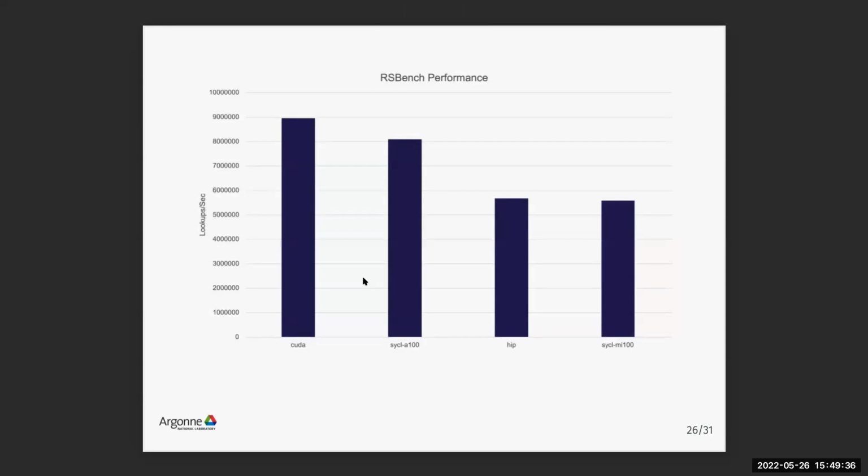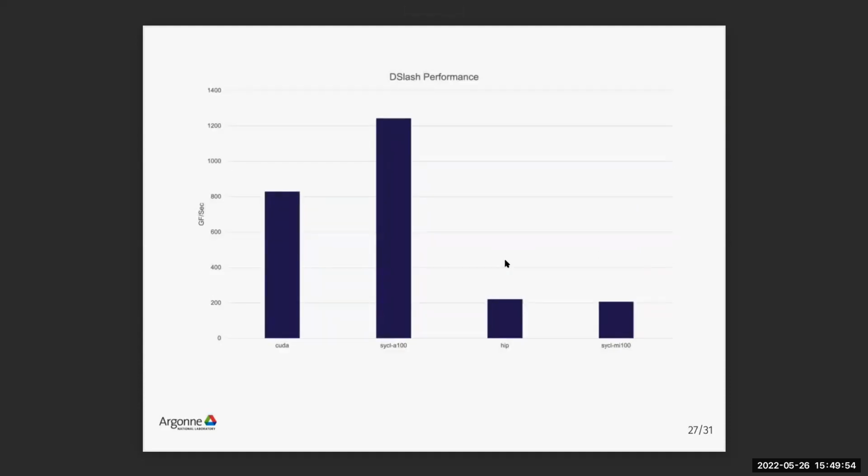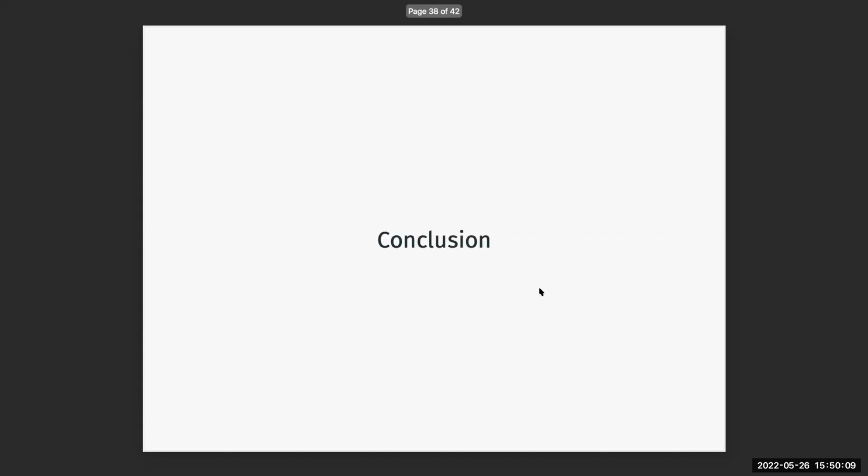RSBench, who is doing some Monte Carlo thing, you see similar performance, only a few percent between CUDA and Sycl, and same on MI100. Same with another mini app, and you see here Sycl is faster than CUDA by a few percent, I don't know, and same for Sycl on MI100. So I think the conclusion from this little data is that it's portable for those kinds of mini apps. Sometimes it's faster, sometimes it's slower.